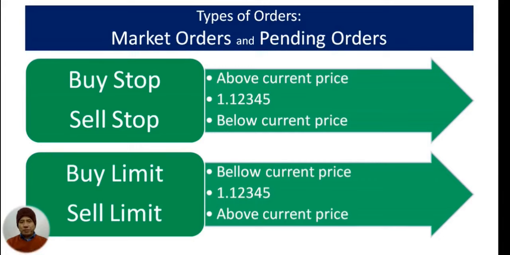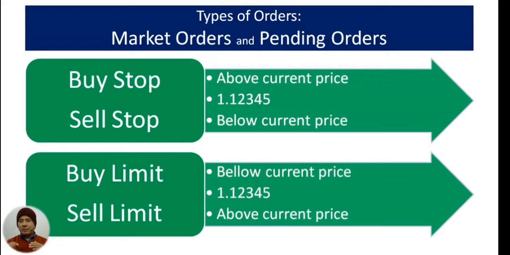There are two types of orders: market orders and pending orders. Market orders are executed at whatever the current price is on the market. If the market is, let's say, 1.12345, whether you buy or sell, your order will be placed at that same price.